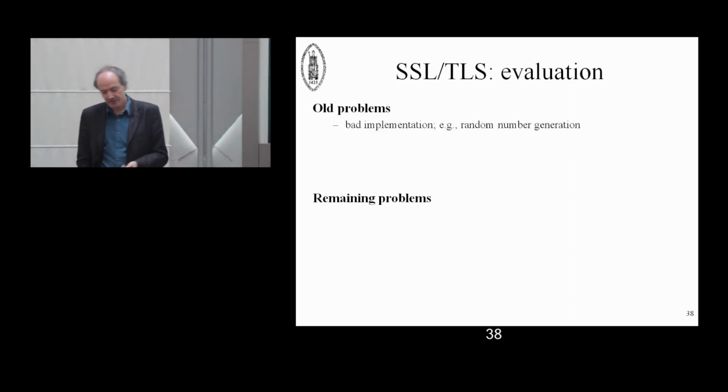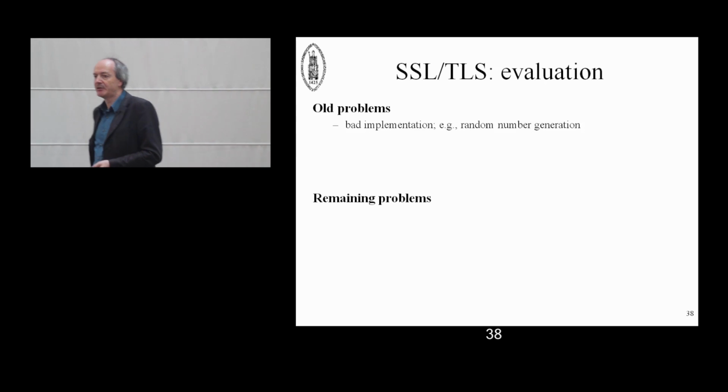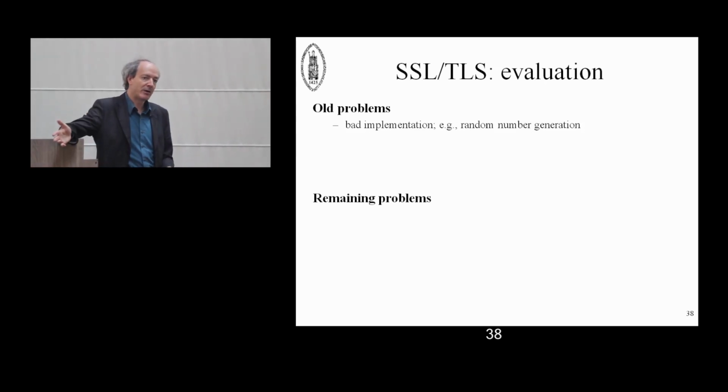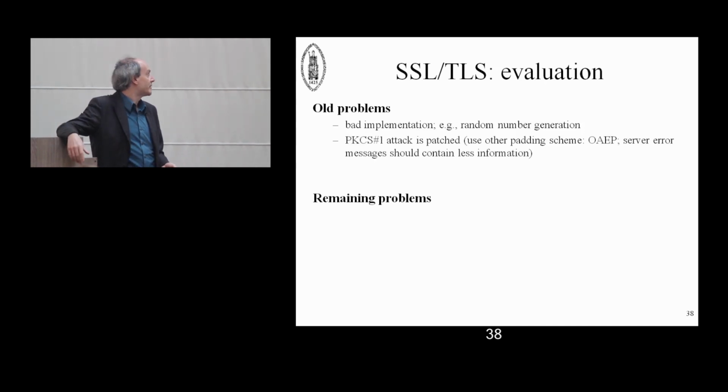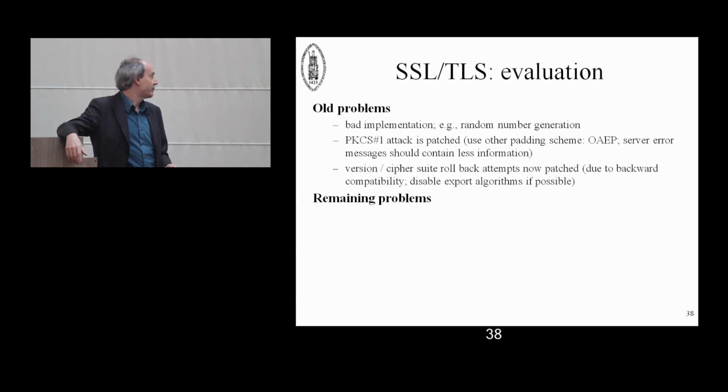A famous problem was a Netscape problem from the mid-90s. Netscape used a weak random number generator. It's the same problem we see come back with RSA keys, right? And so people could actually recover the session keys. There is the padding oracle attack on PKCS number 1. There is a patch for this in version 1.1, but 1.1 is not deployed. Then the rollback attempts: you had an unprotected negotiation. This is in SSL 2.0. This is patched in SSL 3.0.